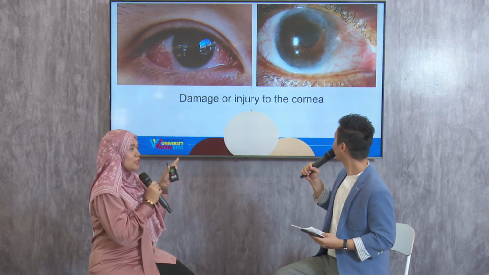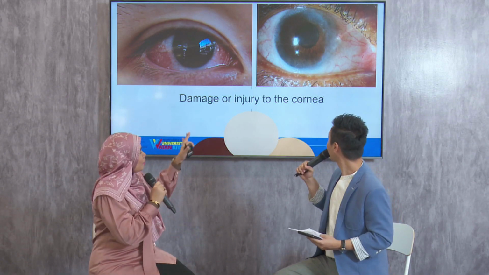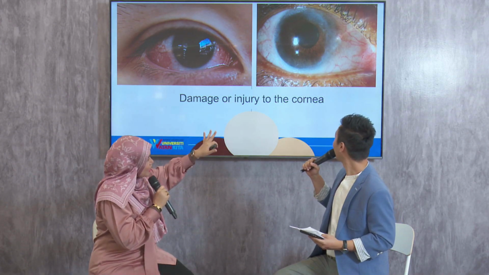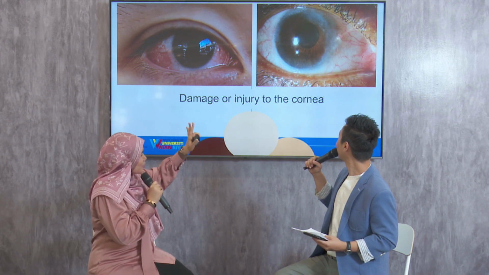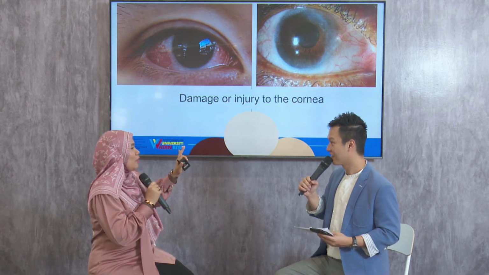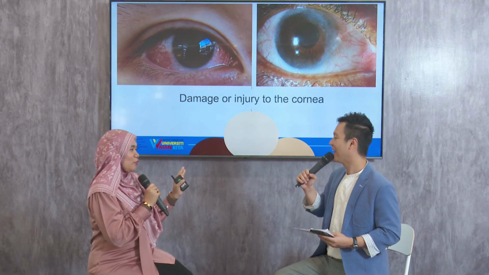The cornea should be transparent. It should be clear. But now on the right side, we can see a bit of haziness. So that's some changes that we need to capture and also refer to the ophthalmologist.